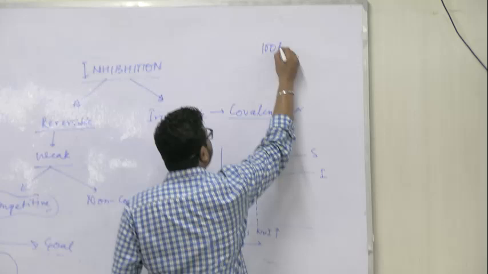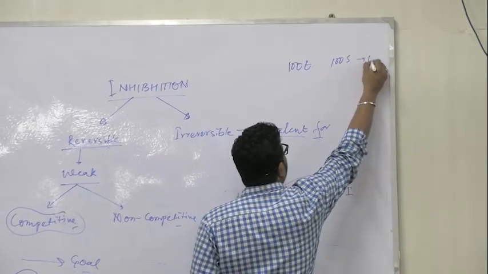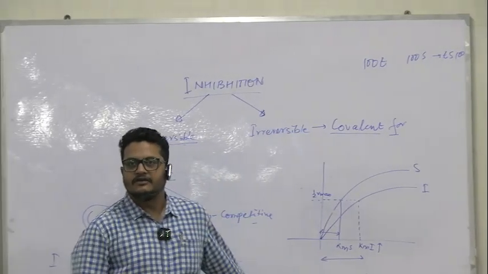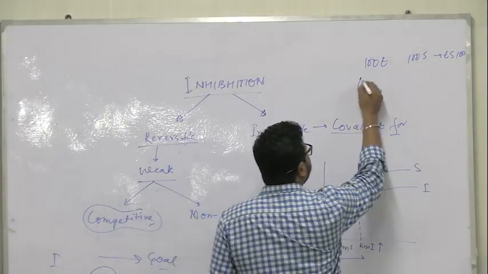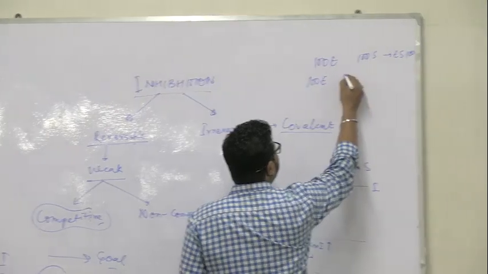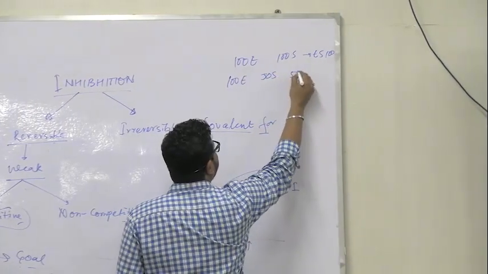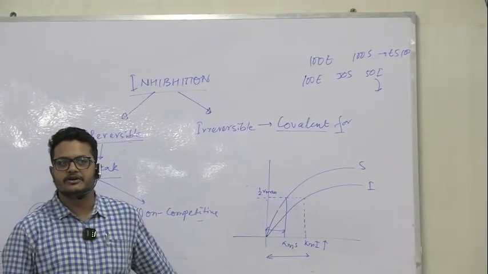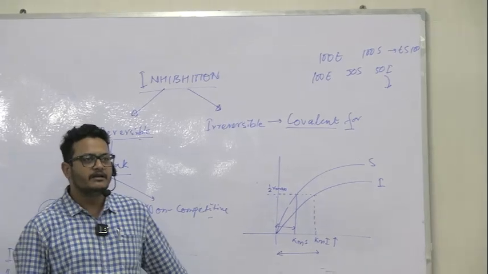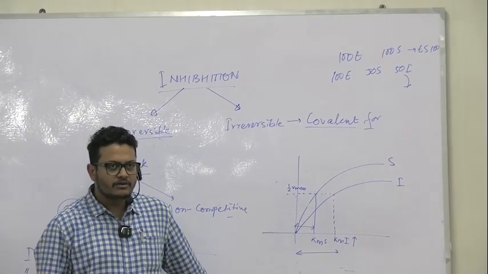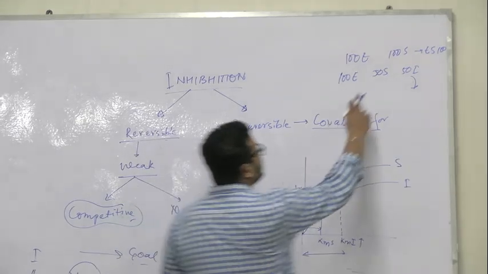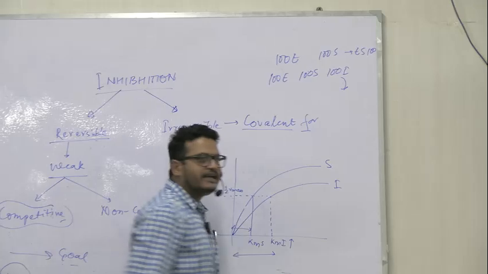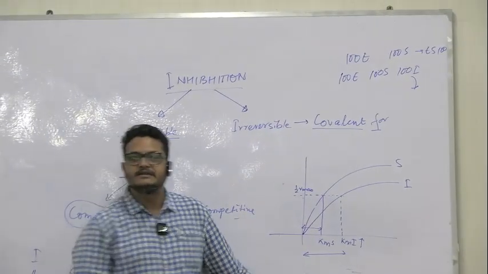Take 100 enzymes, 100 substrates. They will form 100 ES, yes or no? ES stands for enzyme substrate complex. Now, take 100 enzymes, take 50 substrates, and take 50 inhibitors. What do you think? How many enzyme substrate complexes are you supposed to get? 50? Sorry, there is a mistake here. Sorry, it should be 100 substrates. So the chances of formation of enzyme substrate complex becomes 50.